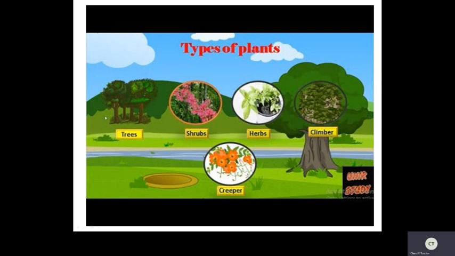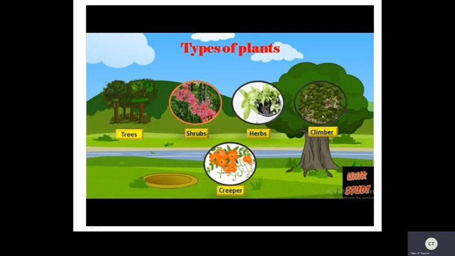See here, if you see the trees, they'll be having trunk. See here, they are very tall and strong. Now shrubs, they are bushy. Their stems are woody. Can you see here? Yes. And you know about rose, right? They'll be having thorns. And if you see hibiscus, yes, the stem is really woody, right? Now see here herbs. See the stem is very soft and green color, right? If you see mint, coriander, spinach, all these are herbs.